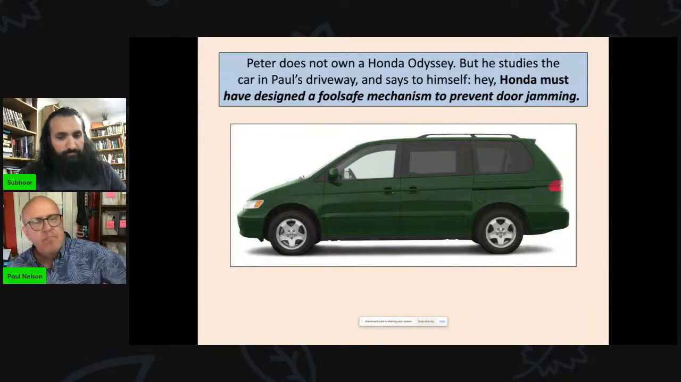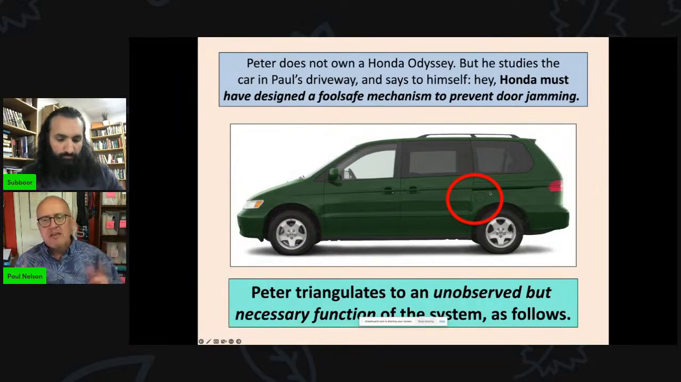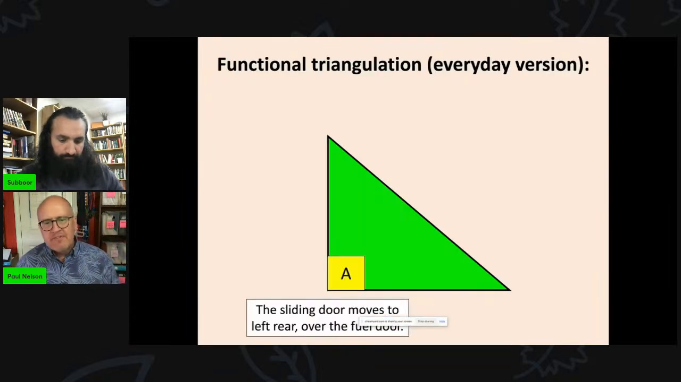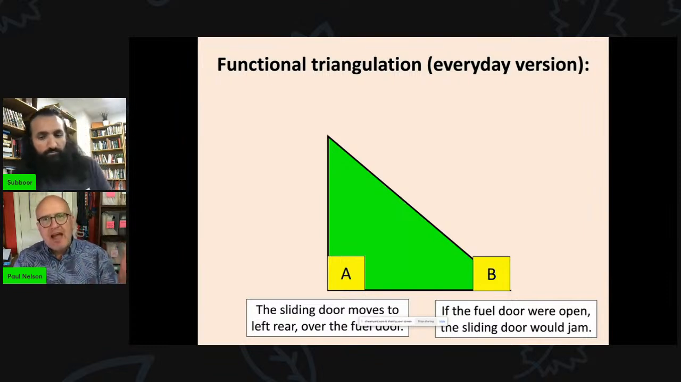He drives another vehicle. He's standing in the driveway of my house looking at this car, and he notices this, that there's a potential conflict here. And he makes an inference. He triangulates, all right, like this. The sliding door moves to the left rear over the fuel door. That's fact A. Fact B, if the fuel door were open, the sliding door would jam. All right, so A and B are two facts that Peter has established just from observation about this vehicle.